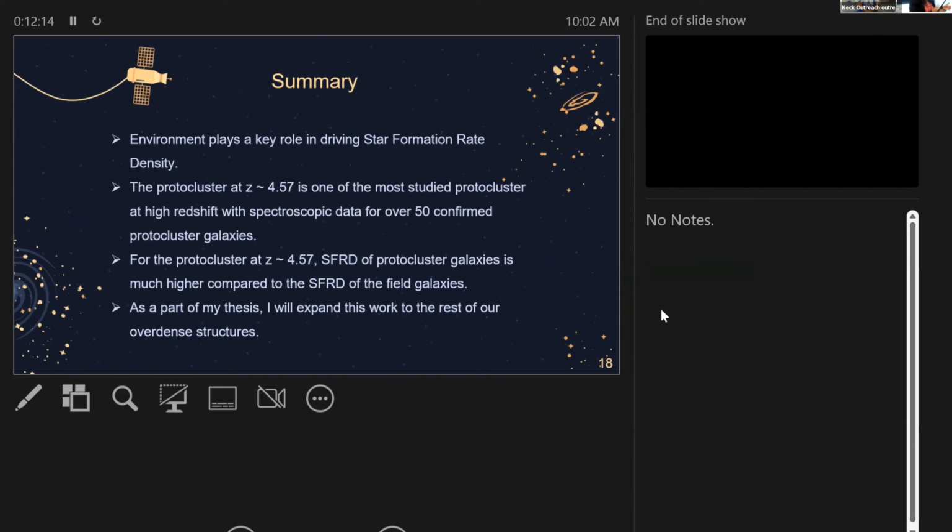So right now we are using redshift as a rudimentary method, redshift and RA index, to define our volume for the protocluster. But in future, we're going to look at the actual structure, like overdensities, using the VMC method, which is the Monte Carlo method.